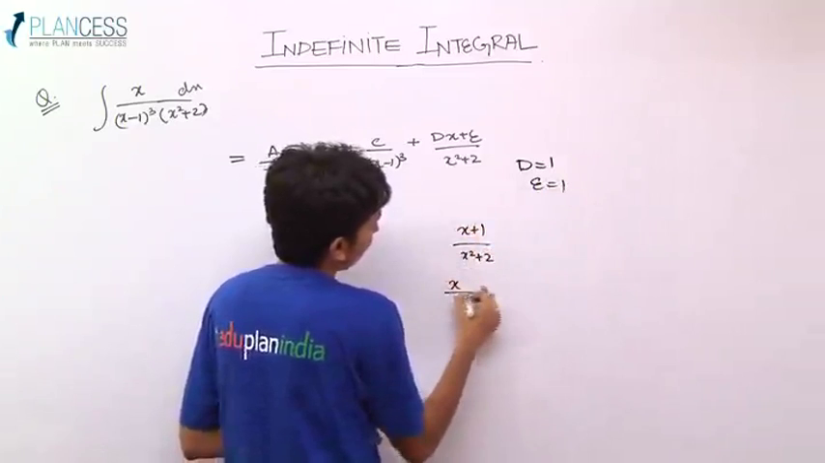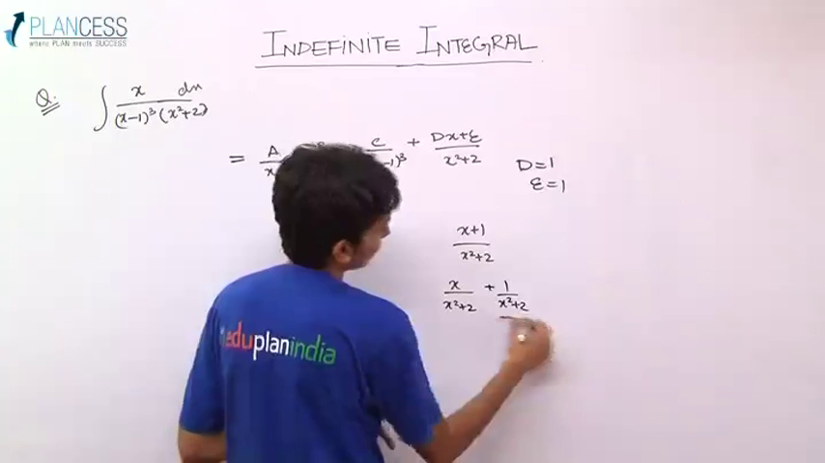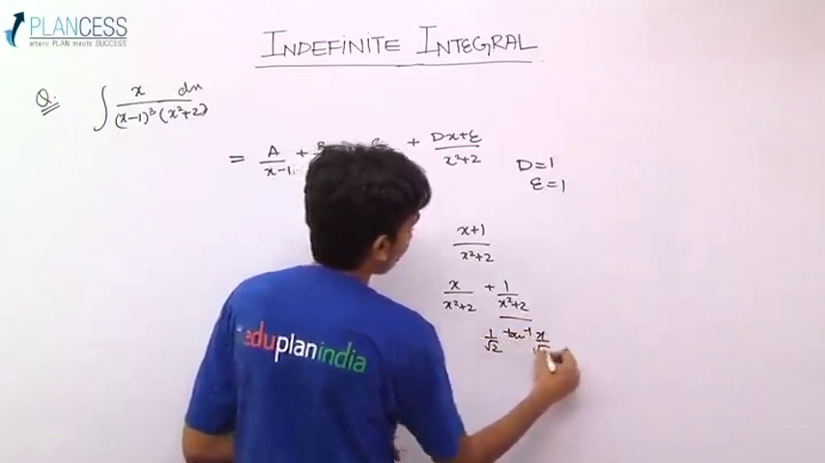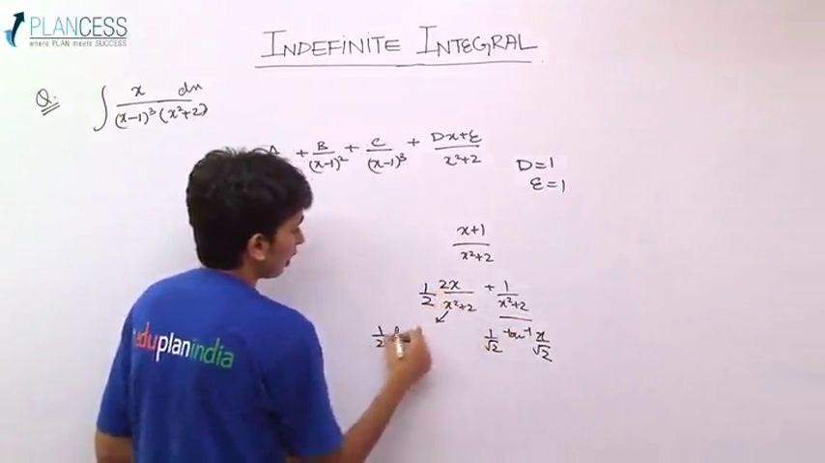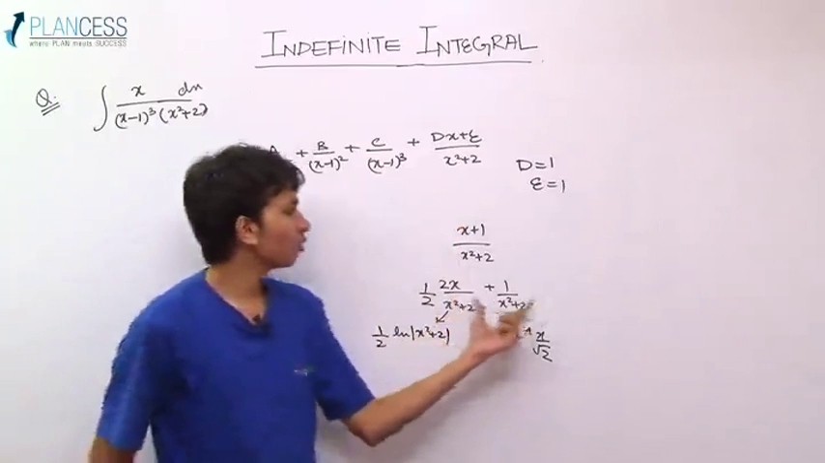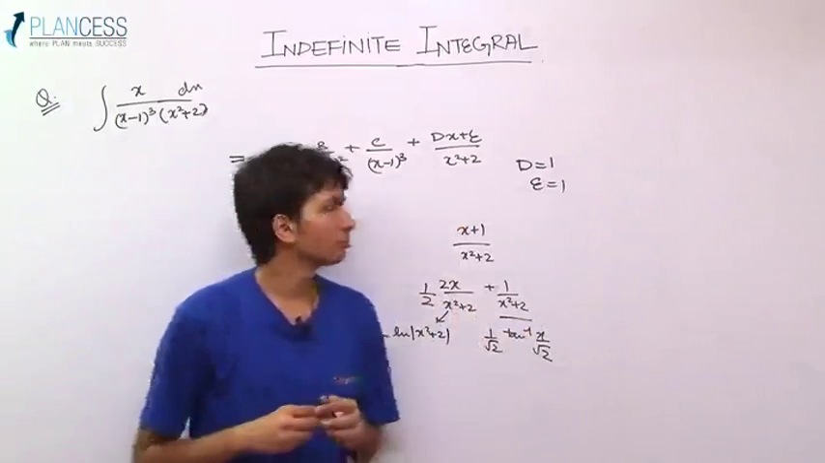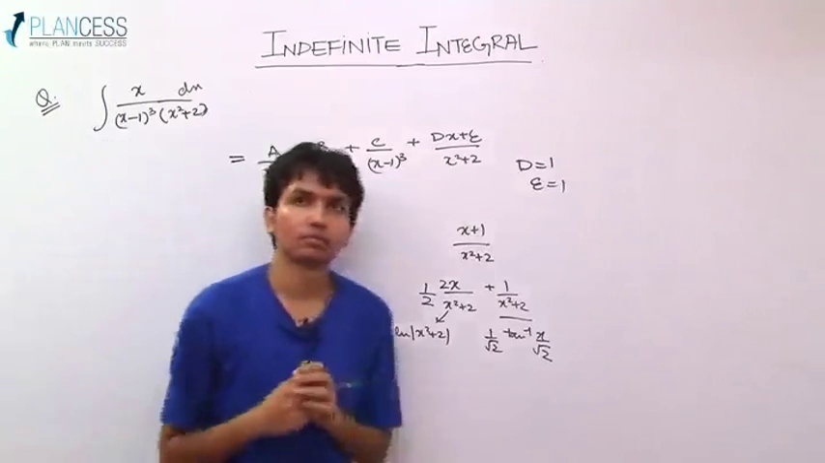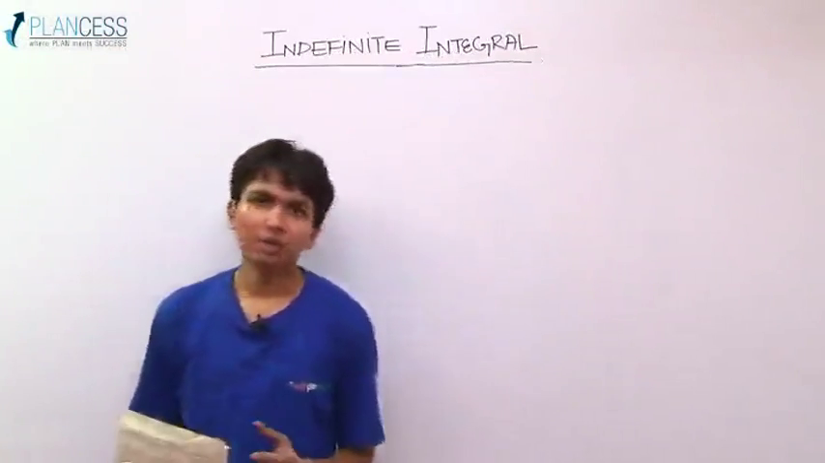So write this as x upon x square plus 2 plus 1 upon x square plus 2. This is tan inverse of x by root 2 times 1 by root 2, and this is, multiplying and dividing by 2, 1 by 2 ln mod x square plus 2. So whatever the case may be, one will turn out to be tan inverse, one ln of this, and so you can handle it. This is a much bigger example for you to tackle if you want to solve it.